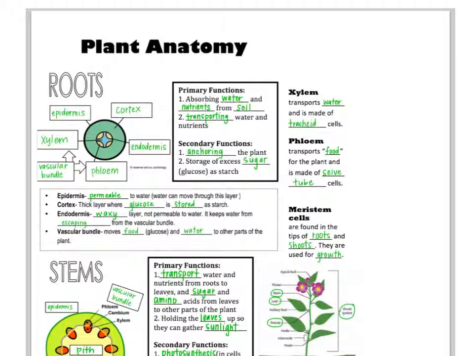Alright, plants can really be broken down into their roots, their stems, and their leaves. We're going to start with the roots.